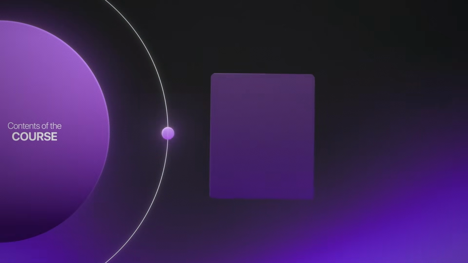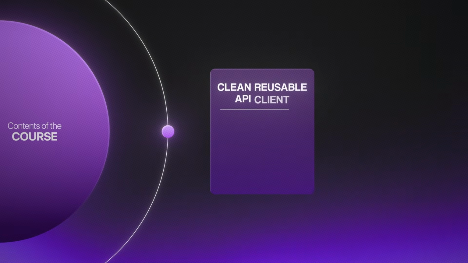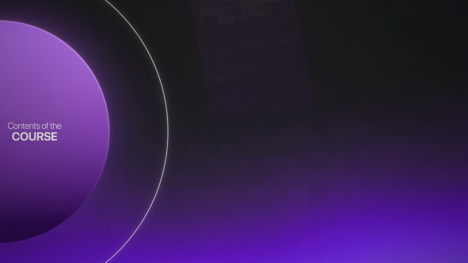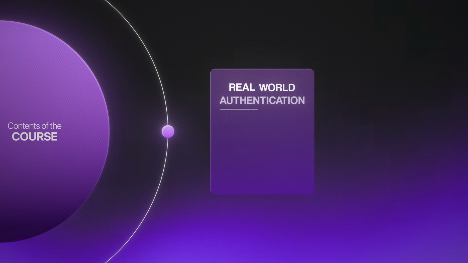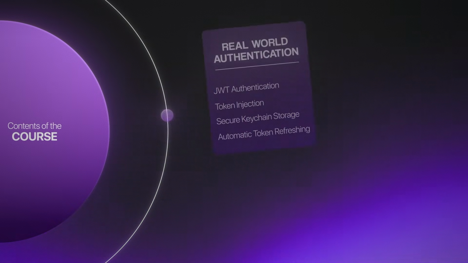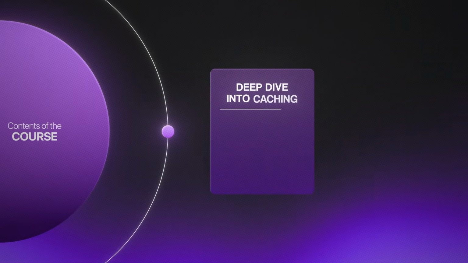We're going to start by building a clean, reusable API client that supports all HTTP methods. So that includes get, put, post, and delete operations. And then we layer in real-world authentication. And I'm not talking about Firebase auth or something like that. We're doing JWT auth with token injection, secure keychain storage, and automatic token refreshing. And then we go deep into caching, designing systems that reduce API calls, improve performance, and even support offline mode.